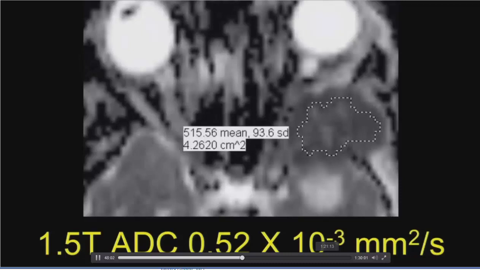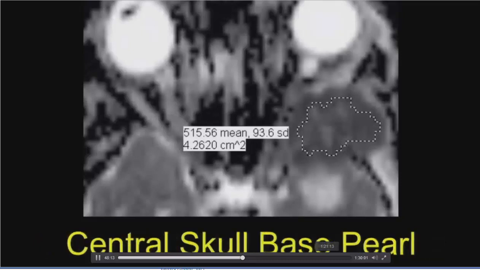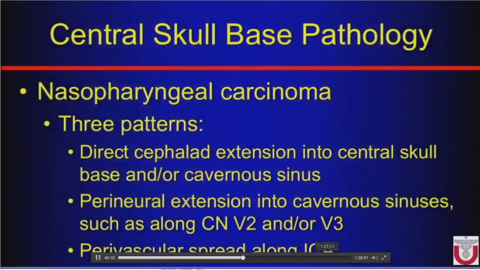We want to be careful how we measure it. You don't want to include the outside 2 or 3 millimeters of the lesion. If the lesion is a big cystic area, you don't want to measure right where the cyst is. That's going to give you false values. But as a central skull-based pearl, we can think about those ADC values to help us differentiate these pathologies.